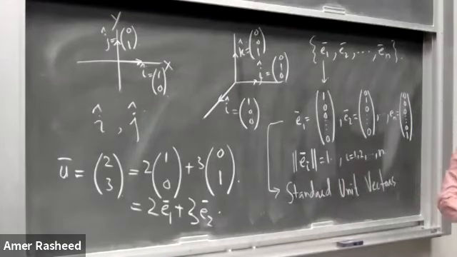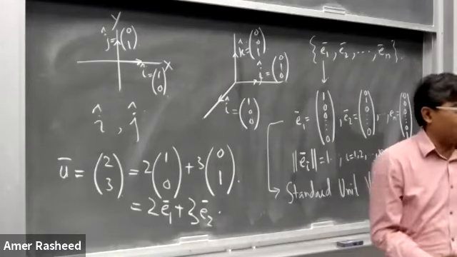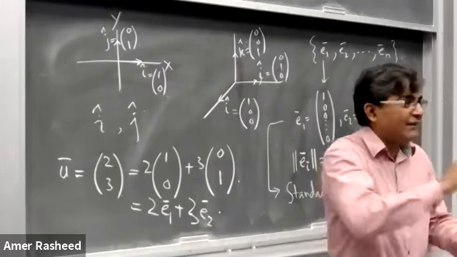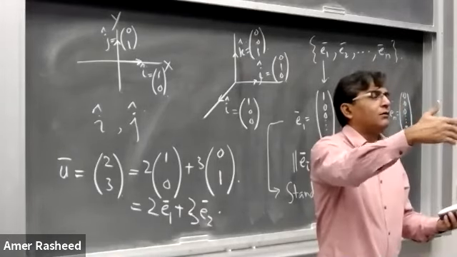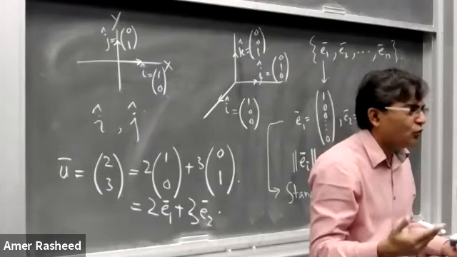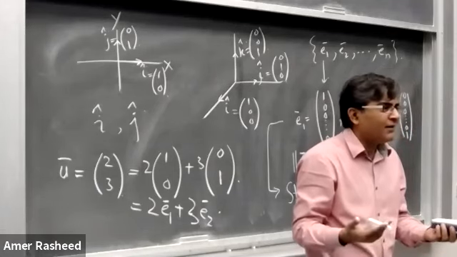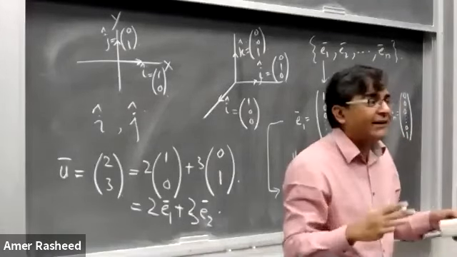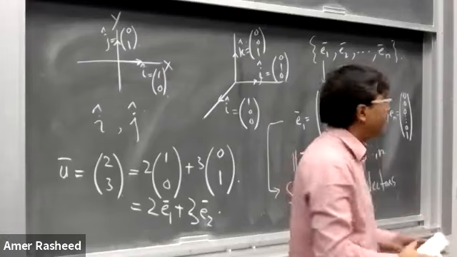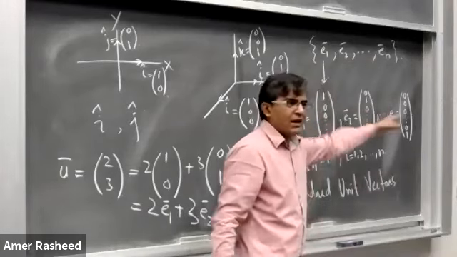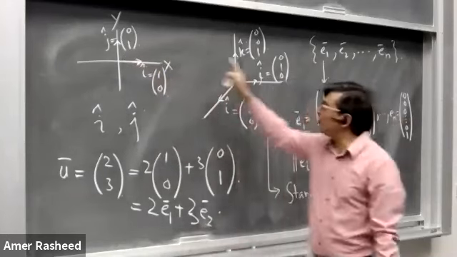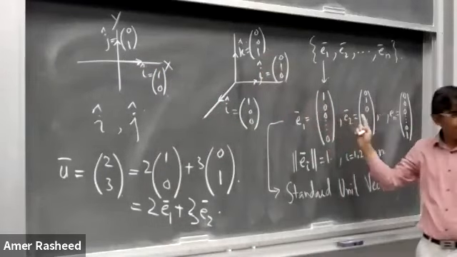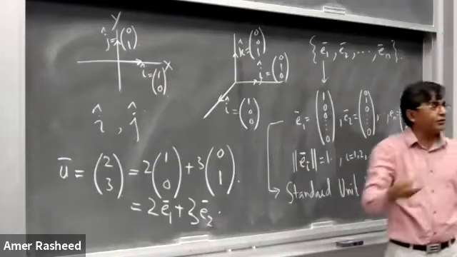Because there might be other unit vectors as well in R2 whose length is 1. For example, agar aap U vector le le, 1/2, 1/2. Uski bhi to length 1 hai na? But that is not a standard unit vector. Standard unit vectors kaun se hain? Sirf ye wale hote hain. R2 ke standard unit vectors kaun se hain? I, J, ye wale. R cube ke, ye wale. Rn ke, ye wale. These are standard unit vectors.